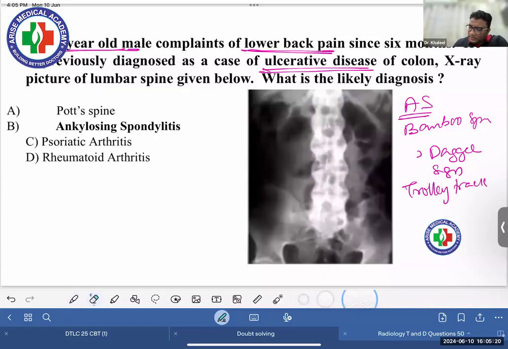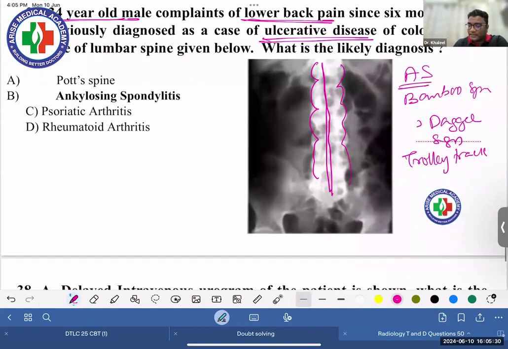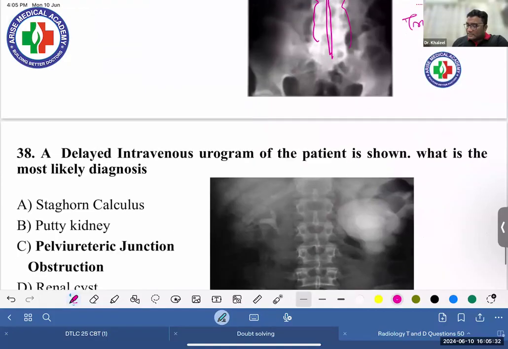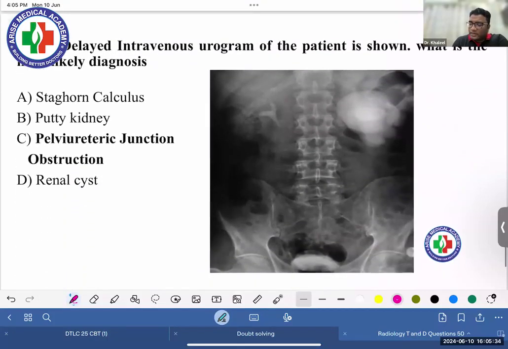So all these things together. Calcification of the periphery of the intervertebral disc, this is bamboo spine. Calcification of the interspinous ligament, this is dagger sign, together called the trolley track or tram track sign. This is ankylosing spondylitis. Next, a delayed intravenous urogram is shown.